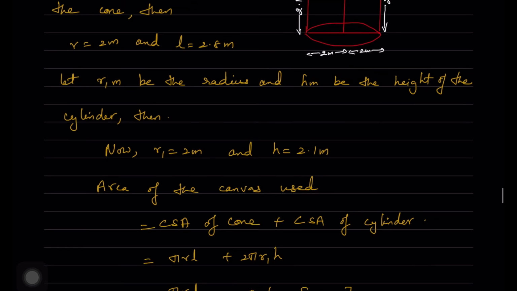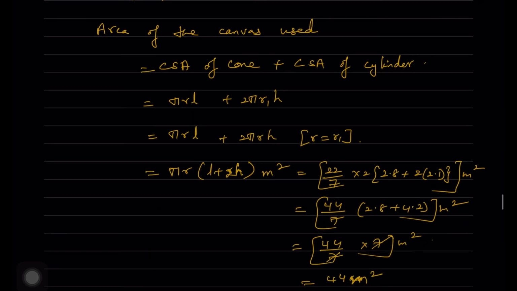Here we don't need the height of the cone, we can take directly, because here we are taking only the CSA, which is nothing but pi r l. So using whatever L is already given to us in the formula, the area of canvas used is the CSA of cone plus the CSA of cylinder, because we are finding only the curved surface area. How much canvas sheet are we using to make the tent, because it's covering the whole thing.